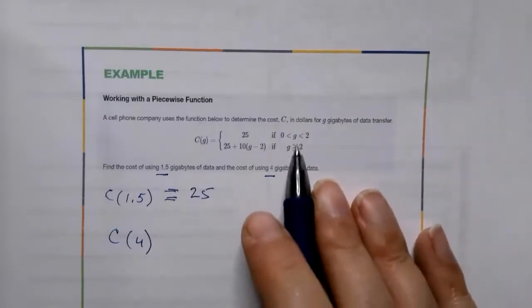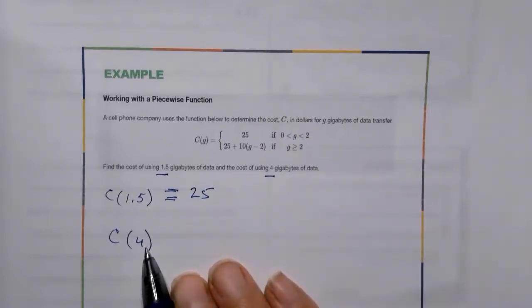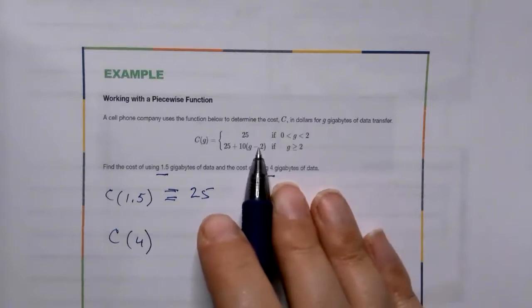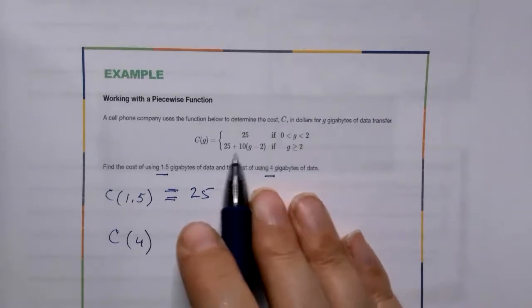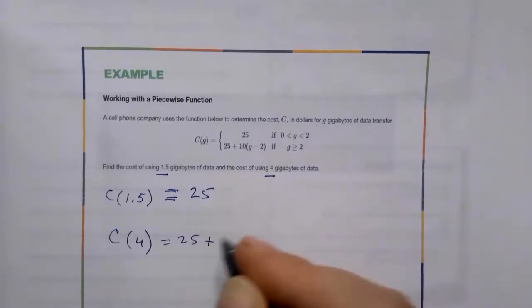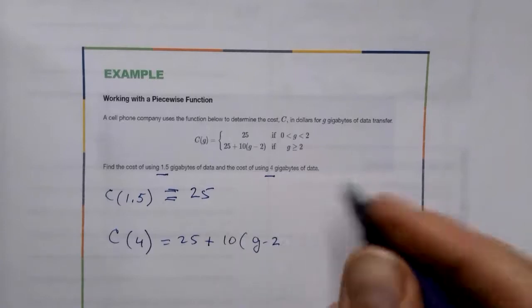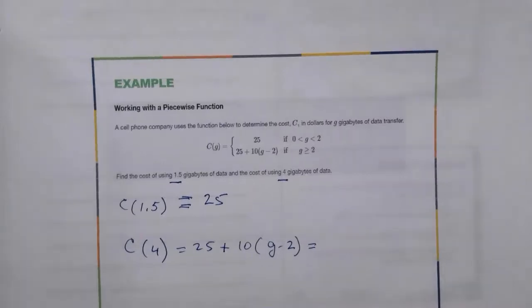Now for the next question, G equals 4. So where does it fall? Right here. Which formula, or which domain rather, describes our G value? Well, it's greater than 2. So therefore, we're going to use this formula for calculating the cost. So we're going to grab this rule right here, and it's 25 plus 10 times G minus 2. So our G is 4. So we're going to go ahead and substitute 4 in for G.